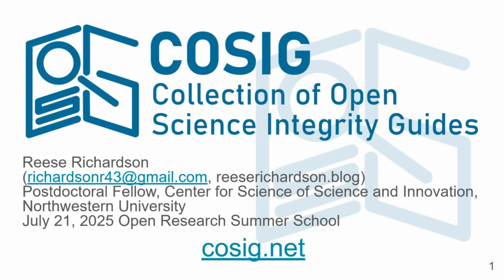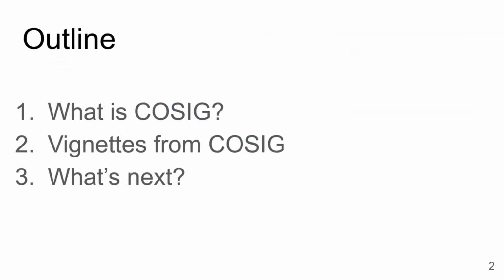My name is Reese Richardson. I am a recent PhD and now a postdoc at Northwestern University, studying the science of science, and I'm here on behalf of the collection of Open Science Integrity Guides, or COSIG. This is a project that we started that I think will be of a lot of interest to everyone here. I'm going to go over what it is. Just for fun, I'm going to go over a few vignettes from COSIG, and then I'm going to talk about what's next for the project.